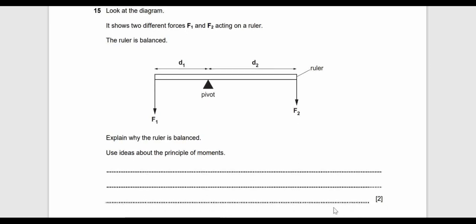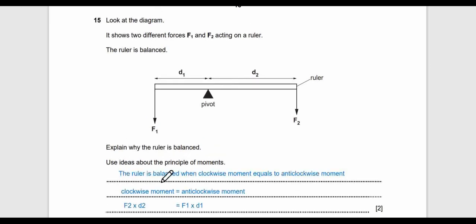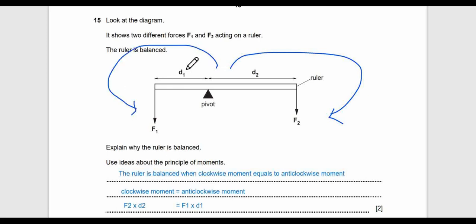Well, let's open up the answer now. The ruler is balanced when the clockwise moment equals the anti-clockwise moment. The clockwise moment is this one, F2 times D2, and the anti-clockwise moment is this one, D1 times F1. That will be our answer.